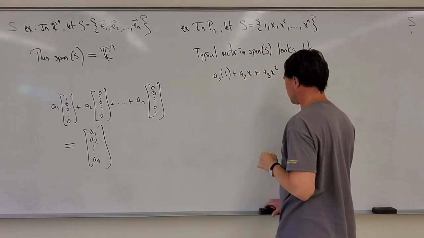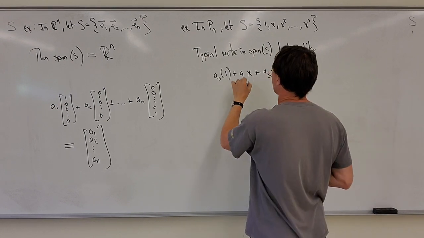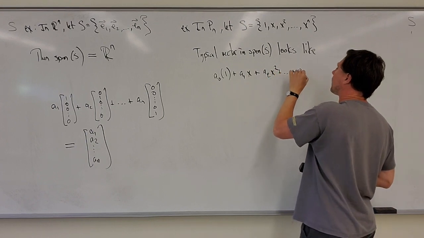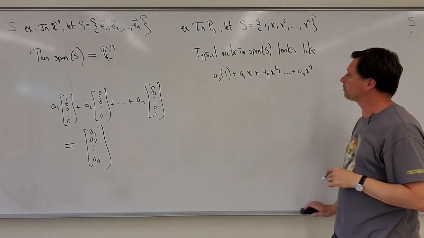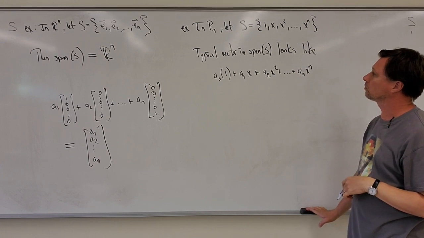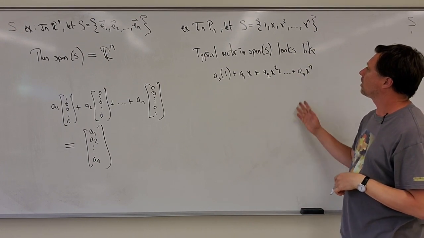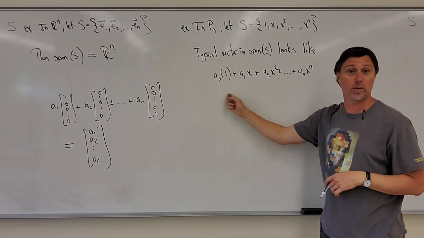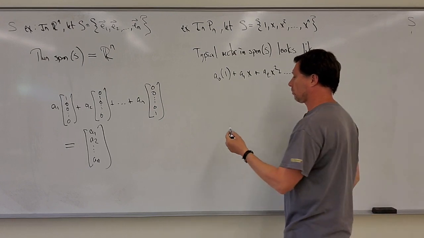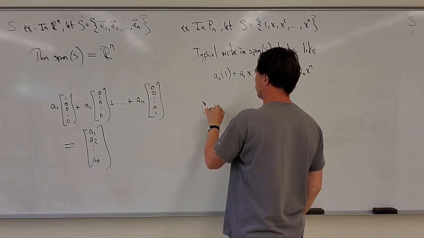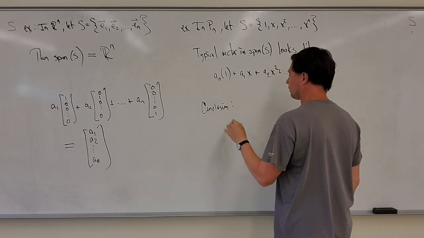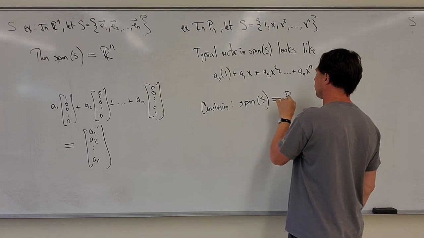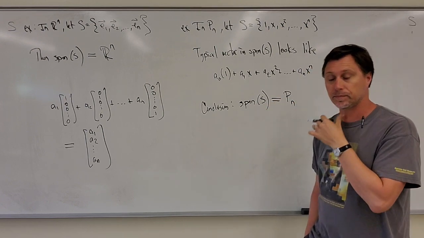Oh, no, sorry. I got my subscripts screwed up. That should be an A1 there. That should be an A2 there. All the way to A sub n times x to the n. So a random vector, if we chose something in the span, looks like this. Guess what? Every polynomial looks like this. So what does that mean? A conclusion: the span of S is equal to P sub n.